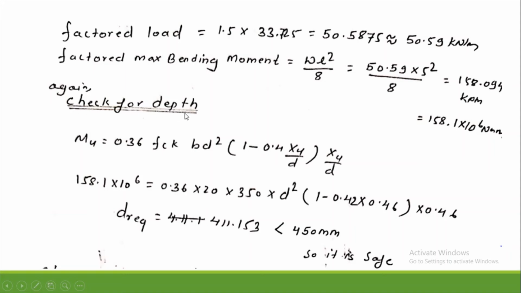Again we have to check for depth. When our Xu by d is equal to Xu limit by d, then only we can use this formula. And for Xu by d, we are again considering Xu limit by d, which is 0.46. So by calculating this value, we're getting here 411.153. But now here d required is less than d effective provided. So it means our beam is safe.